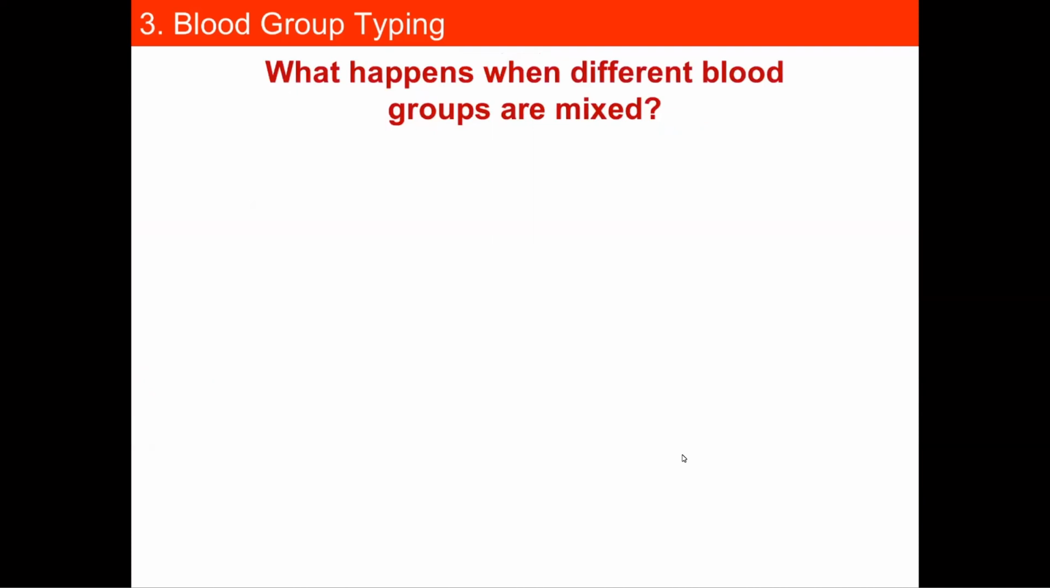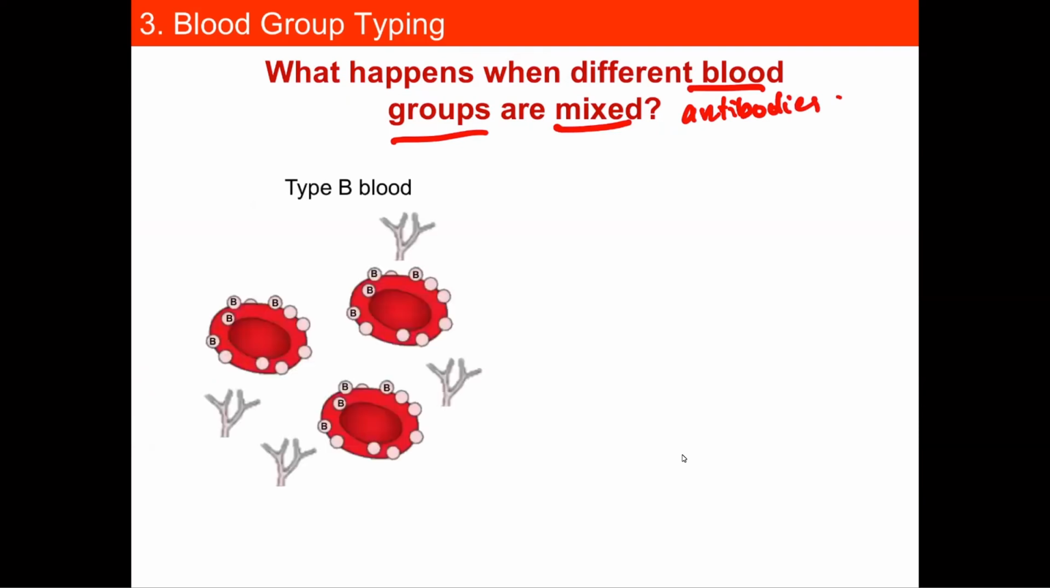Now, what happens when different blood groups are mixed? This is where we finally talk about your antibodies. Let's imagine we take someone who has type B blood. So we have antigen B that is found on the surface of your red blood cells for blood type B. However, our antibody is going to be antibody A. Remember, it's opposite, in the plasma.